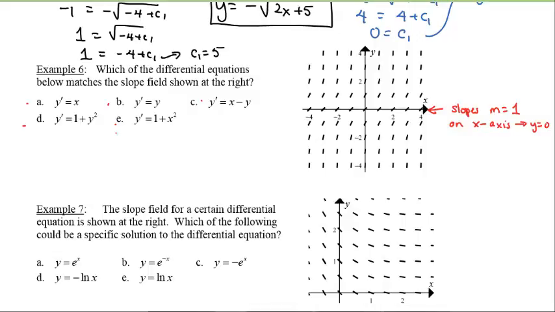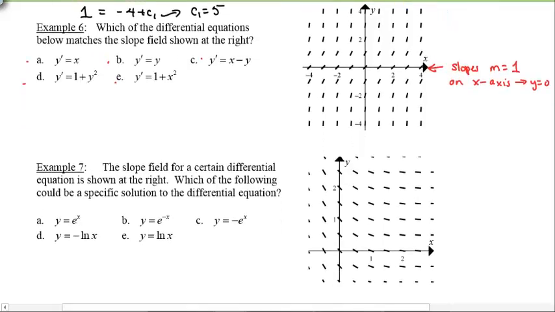Okay, number 7 time. So this question is similar to 6, but one small difference is there. Notice it says the slope field of a certain differential is shown. So once again, these are slopes, just like example 6. But now my answers are not the differential equations, but the actual specific solution.